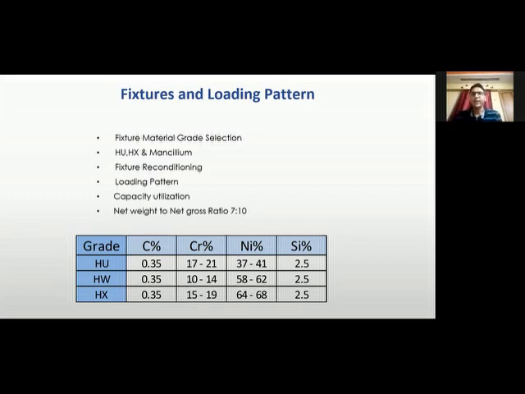Also, considering the loading pattern, you can utilize the maximum capacity of the furnace. That means consider the maximum furnace capacity. It may be 1,000 kg or 1.5 tons. So we have decided on a 70 to 30% ratio within that, which means we have to load 700 kg of parts and 300 kg of fixture. So we get the maximum capacity utilization of that furnace. So next.